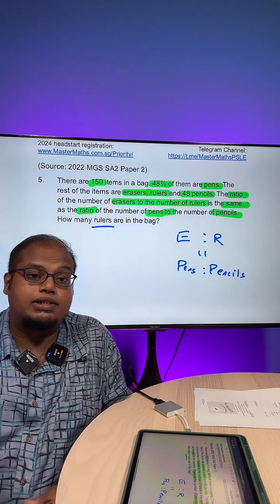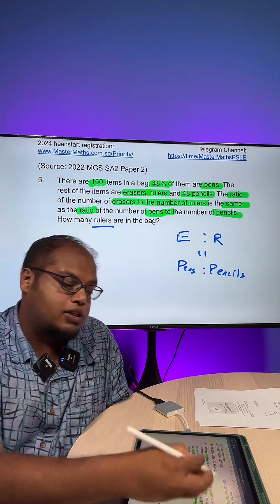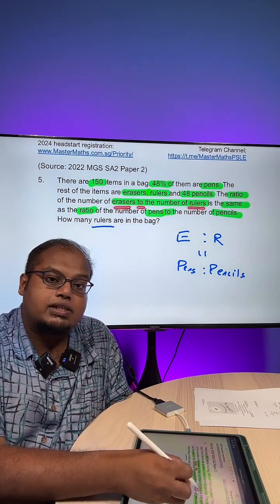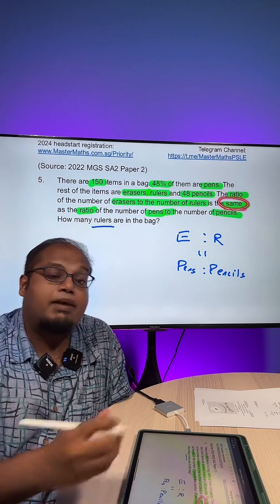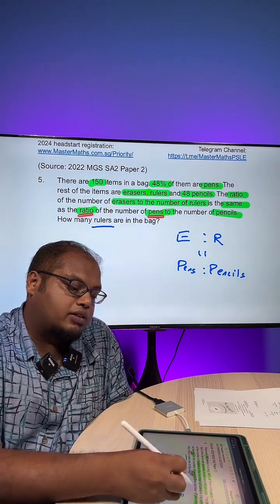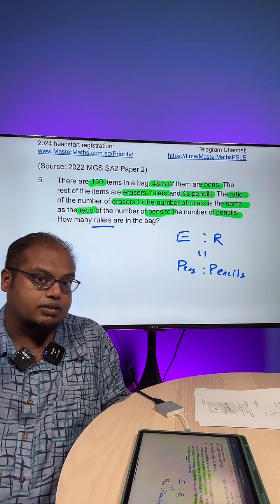That was the first hint. The second hint was that the ratio of erasers to rulers is the same, meaning equal, as the ratio of pens to pencils.